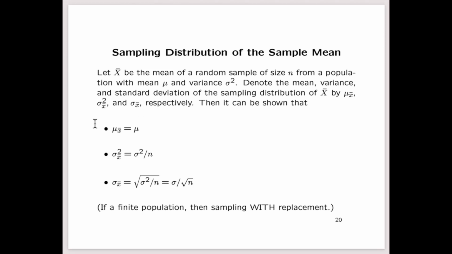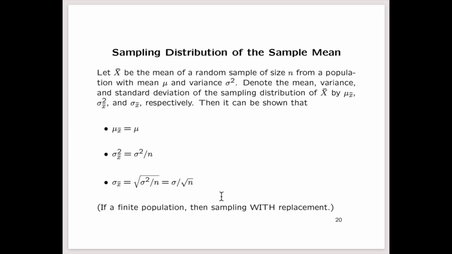It can be proven that it's always going to be the case that the mean of the sampling distribution of X bar will always be equal to the mean of the population from which the sample has been obtained. In addition, the variance of the sampling distribution of X bar will always be equal to the variance of the population we're sampling from divided by the sample size. And therefore, the standard deviation of the sampling distribution of X bar will always be equal to the standard deviation of the population that we're sampling from divided by the square root of the sample size. And so this will always be the case.